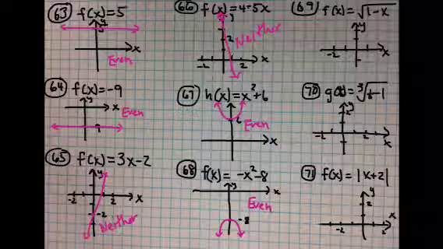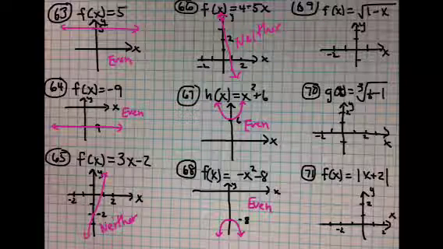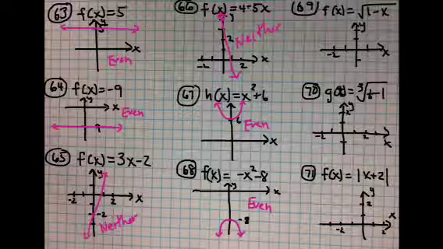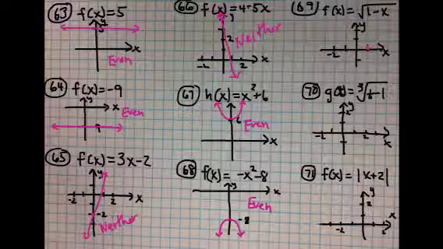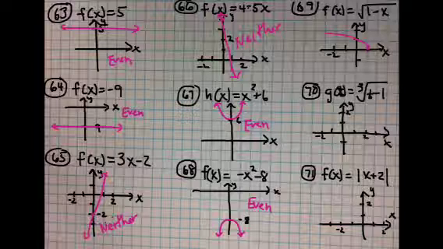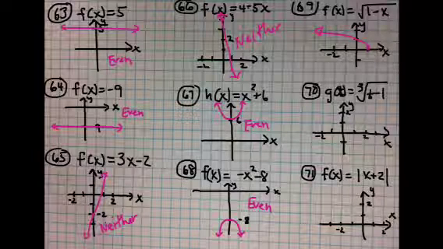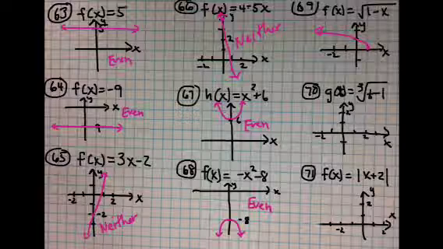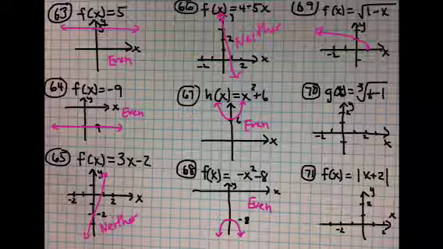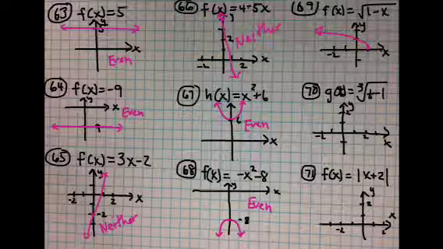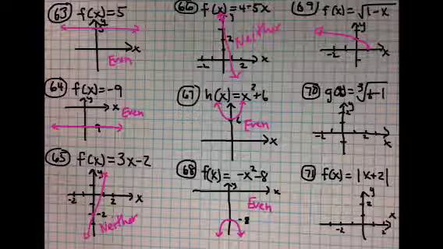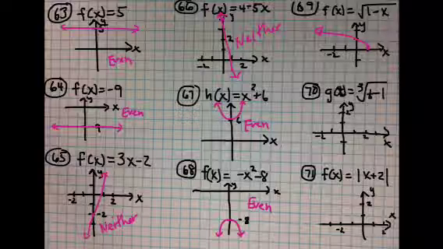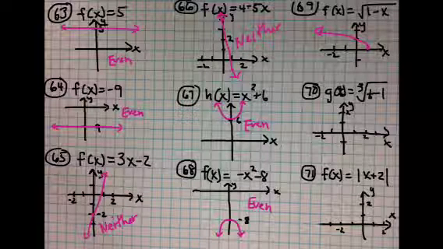Okay, 69, the square root function. You can start on 1, and then it goes this way with an arrow here. So this one is not even because it's not symmetric with respect to the y-axis, and it's not odd either because it's not symmetric with respect to the origin. So this one is neither.